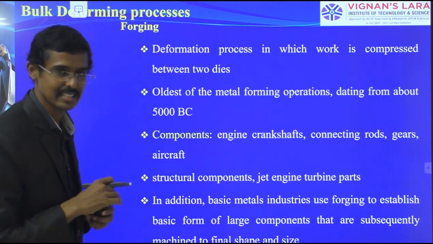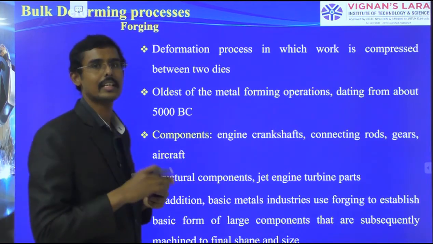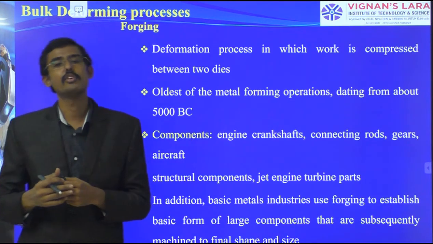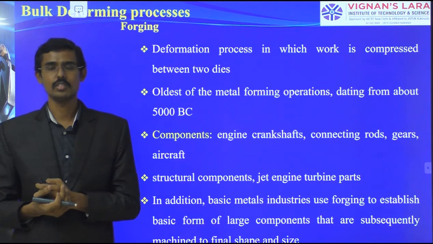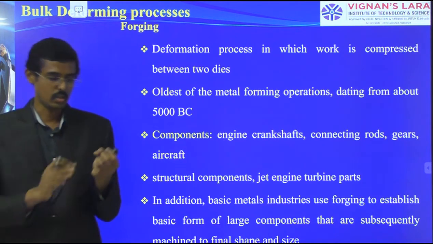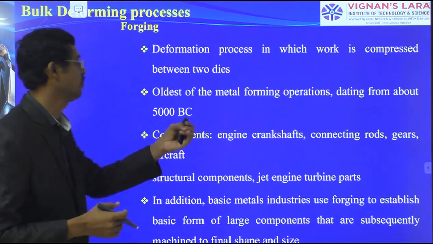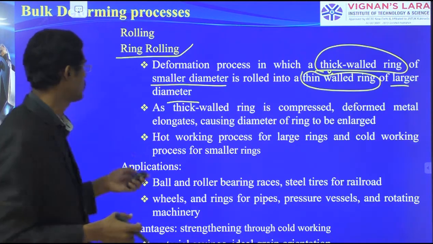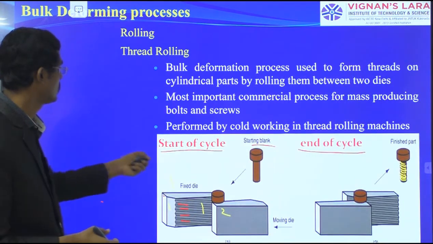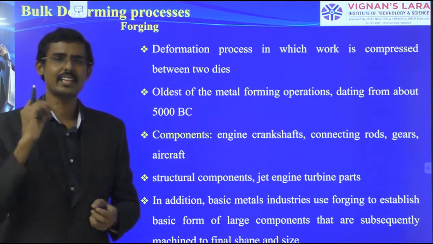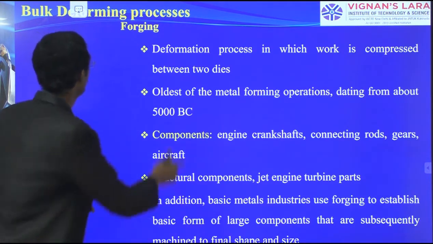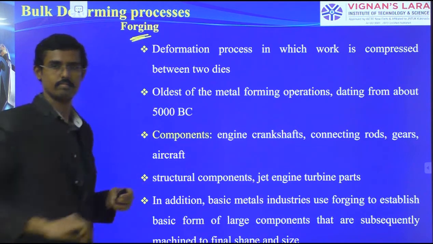In the previous class, we have seen the types of bulk deformation process. On the bulk deformation process, we have seen rolling and the types of rolling, such as thread rolling and ring rolling. In today's class, we are going to see about forging also.